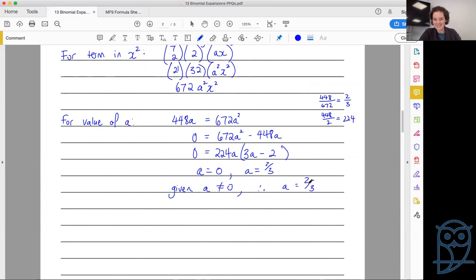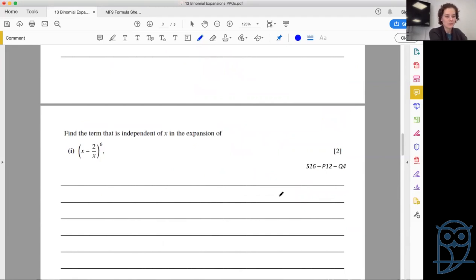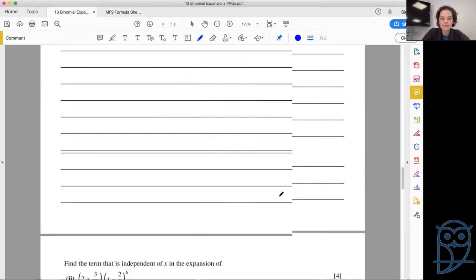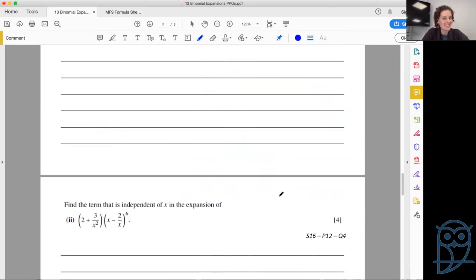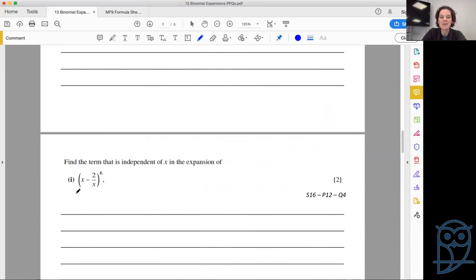Okay, back to binomials. Our next question comes with a part 1 and a part 2. In the first part, we're given a nice straightforward expansion. Find the term that's independent of x. The second part brings in our second bracket. But take a note there that (x - 2/x)^6 matches our first part. So there's something coming in here that's going to link things together and make life a little bit easier.